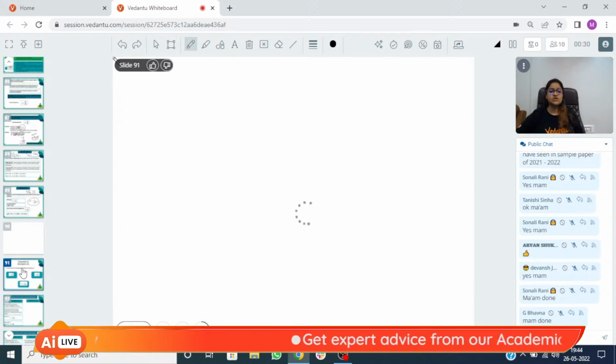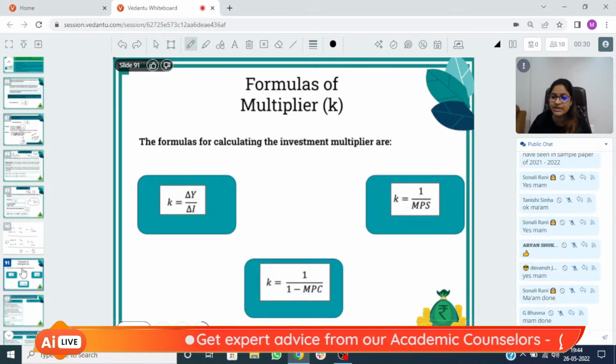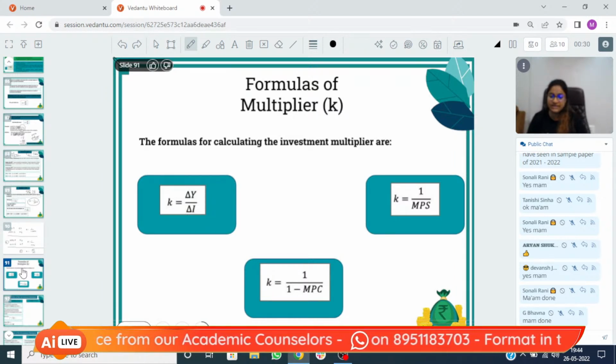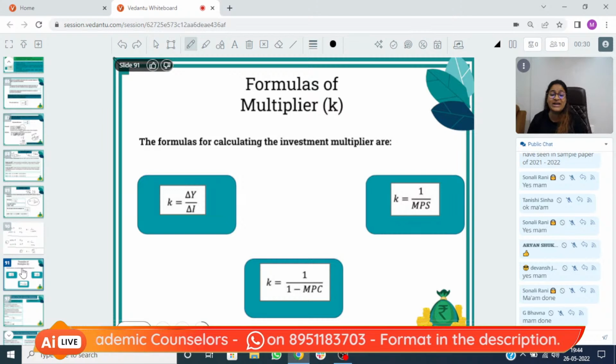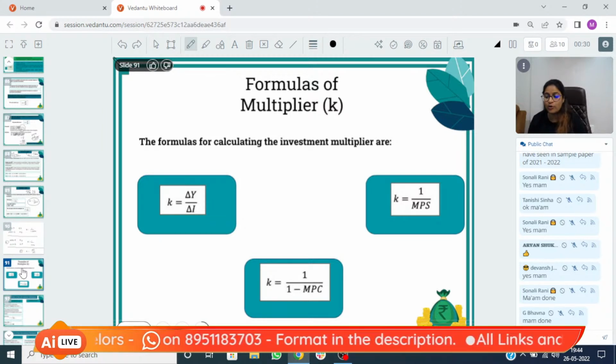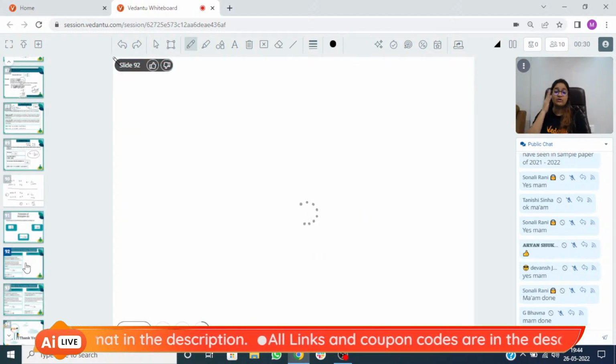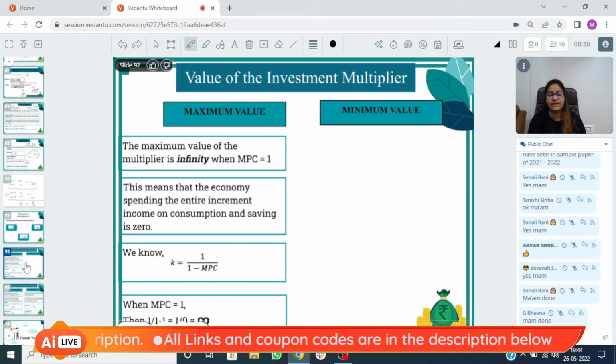Done? So what are the 3 formulas? K is equal to change in income upon change in investment. K is equal to 1 upon 1 minus MPC. And K is equal to 1 upon MPS. I hope you have written the relationship also. Now let's move forward and talk about the minimum and maximum value of multiplier.